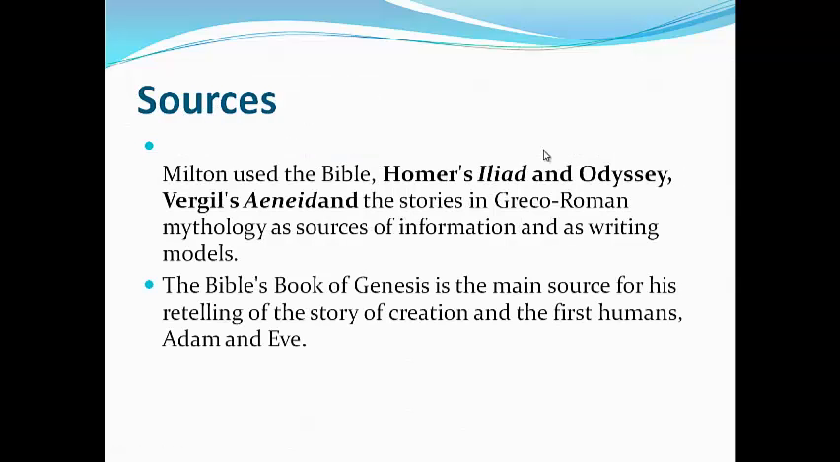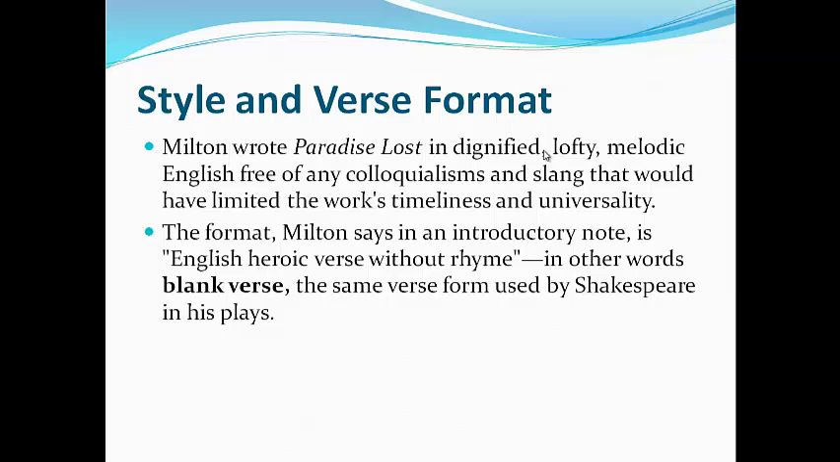Next, Milton took his sources from other Greek and Latin poems. Namely, Milton used the Bible, Homer's Iliad and Odyssey, Virgil's Aeneid and the stories in Greco-Roman mythology as sources of information and as writing models. The Bible's book of Genesis is the main source for his retelling of the story of creation and the first humans, Adam and Eve.